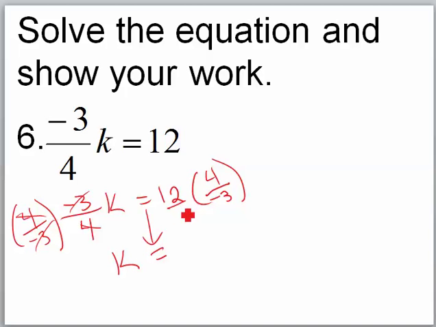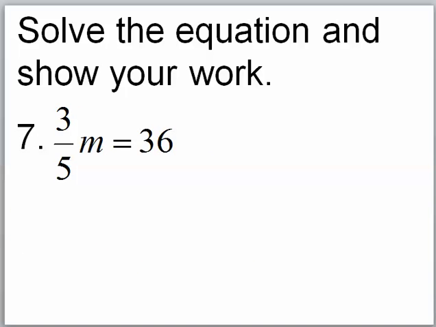Okay, and I can take that to 12 over 1. I'm going to do 12 times 4, and then divide that answer by negative 3. I'm going to get a negative 16. Okay. Don't worry, we'll do a couple more like this. Okay, this one. Again, you have to multiply by that reciprocal. Why don't you go ahead and try this one, and we'll see how you do.